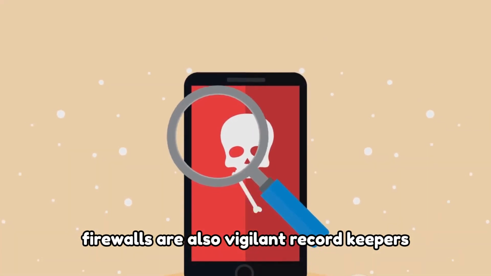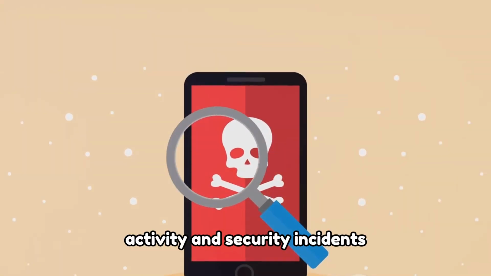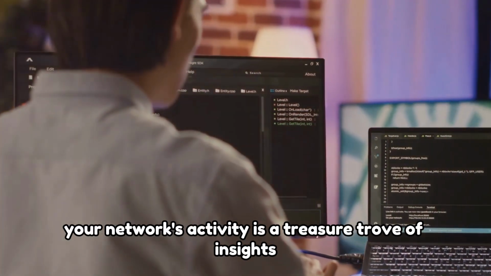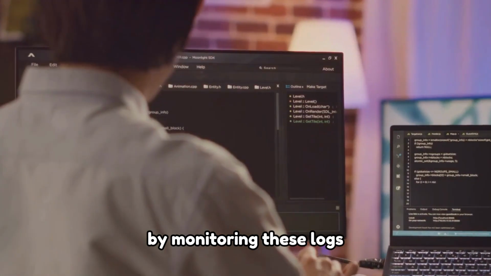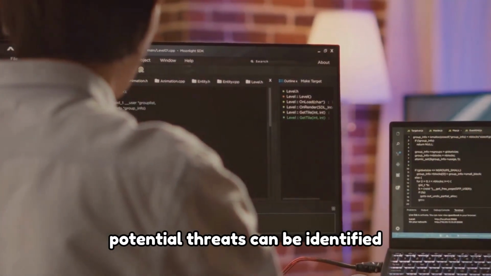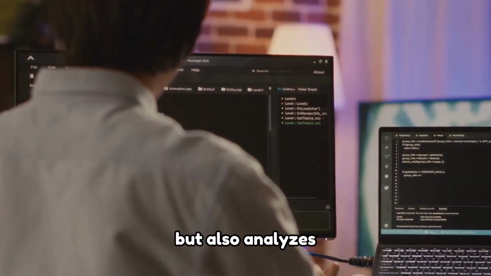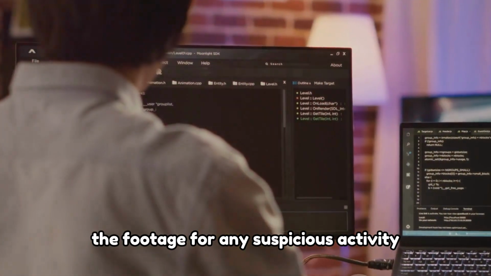Firewalls are also vigilant record keepers. They log traffic activity and security incidents. This logbook of your network's activity is a treasure trove of insights. By monitoring these logs, potential threats can be identified. It's like having a security camera that not only records but also analyzes the footage for any suspicious activity.